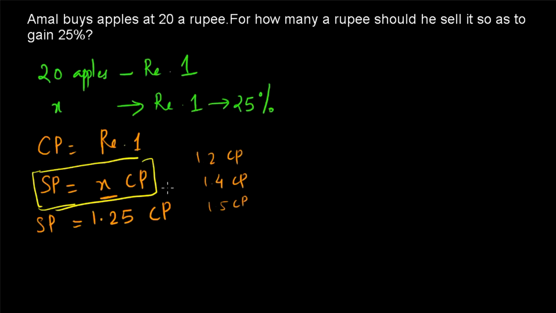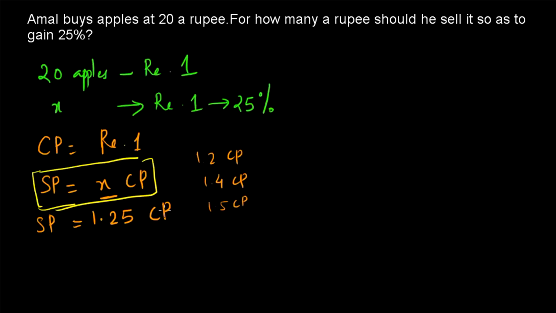If it is a loss, we will be subtracting the corresponding loss percentage from 1 and then writing it. Suppose it is a 10% loss, we will write selling price is equal to 0.9 into cost price. 0.9 we got by 1 minus 0.1. If it is 20% loss, we will write 1 minus 0.2, so selling price is equal to 0.8 into cost price. If it is 50% loss, 1 minus 0.5, so selling price is equal to 0.5 into cost price. So this is how we use this formula.